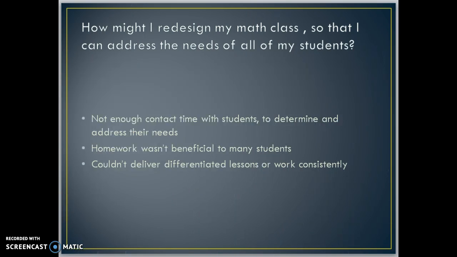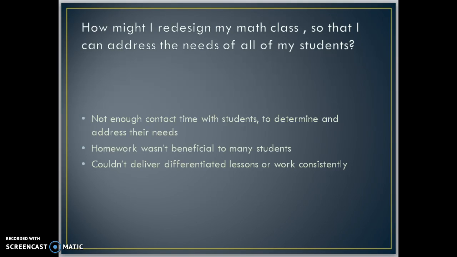With this process, the first part was to identify a problem that I had in my classroom and then design a challenge. What did I want to fix about it? So my question that I was looking at was, how might I redesign my math class so that I can address the needs of all my students?